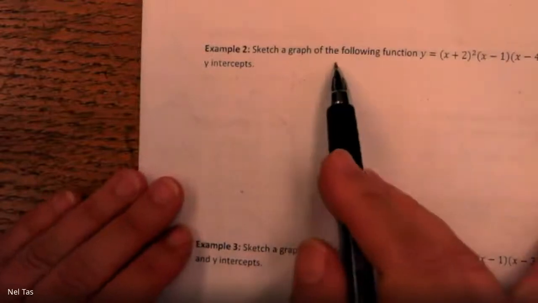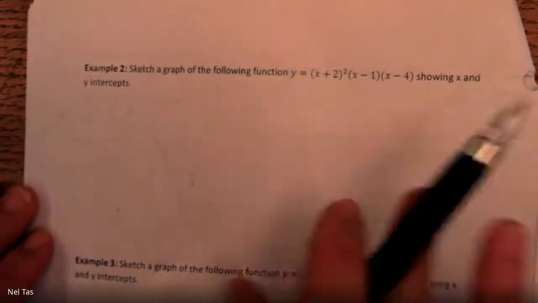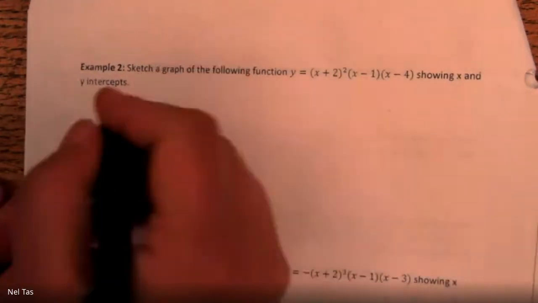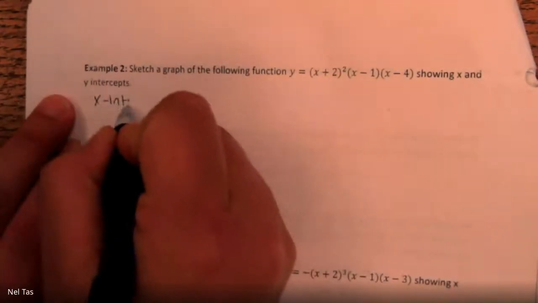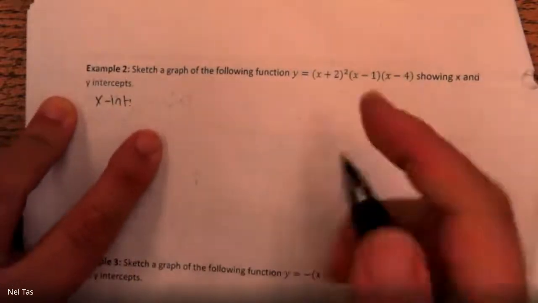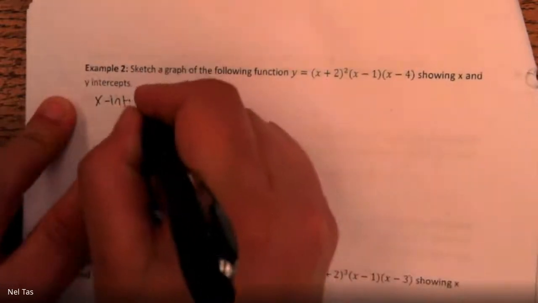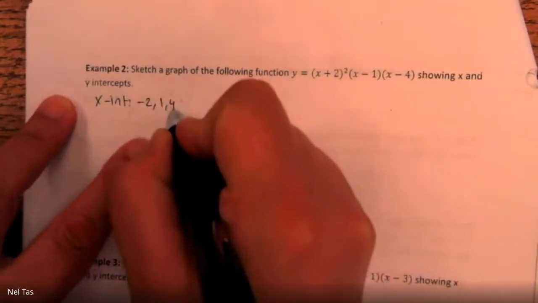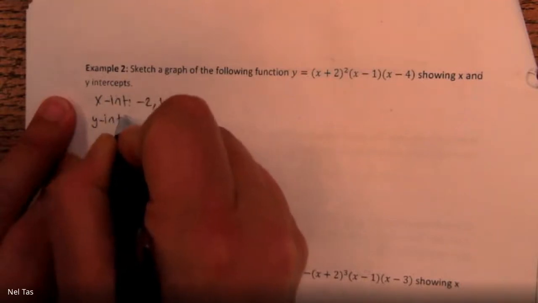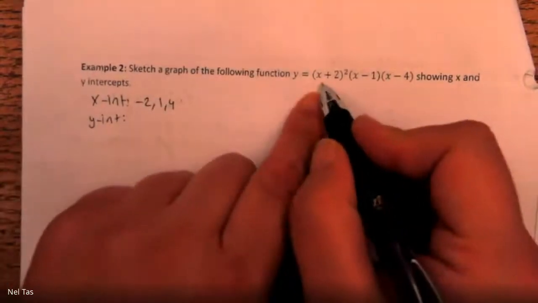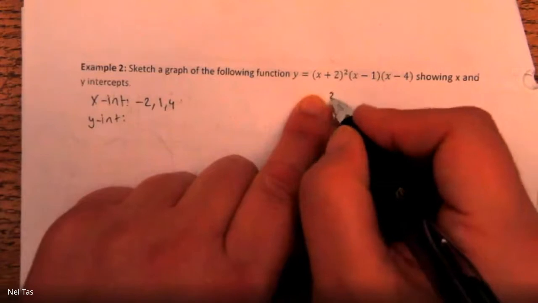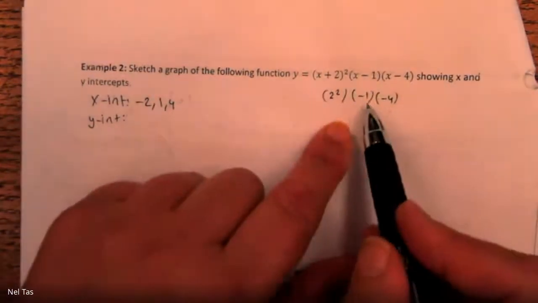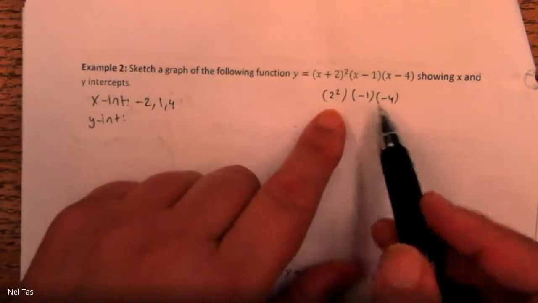So sketch a graph of the following function. We have y equals x plus 2 squared times x minus 1 times x minus 4. We are also going to find the x-intercepts and y-intercept. The x-intercepts are -2, 1, and 4. For the y-intercept, calculate: when you substitute 0 here, you get 2 squared, you have -1, you have -4. So when you multiply, you get 16.